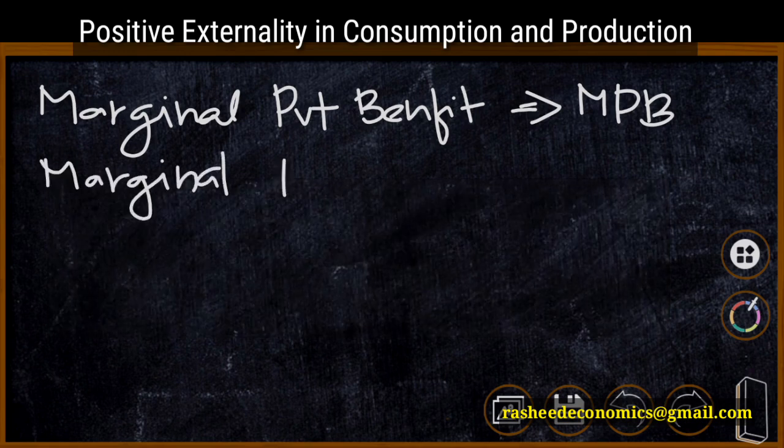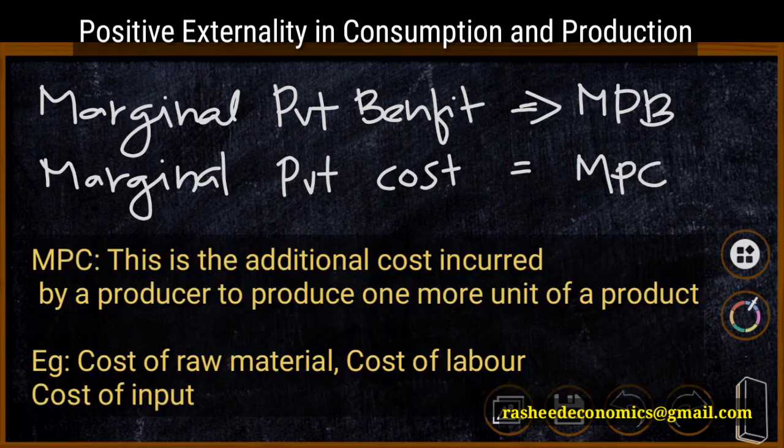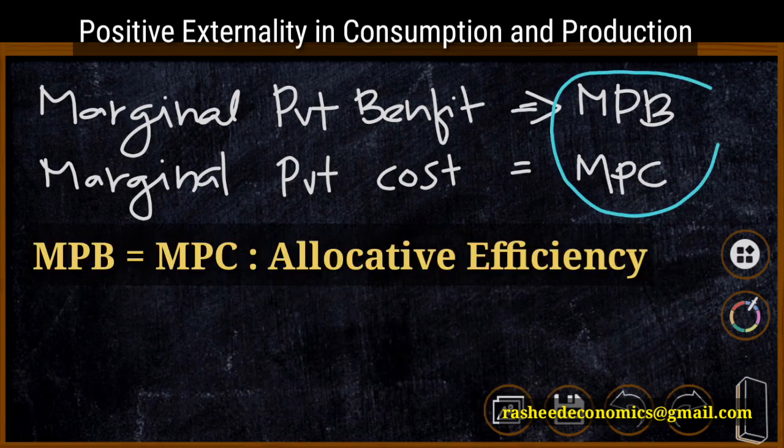Now we have marginal private cost, MPC. This is the additional cost incurred by a producer to produce one more unit of output. This is the cost of raw material, cost of labor, cost of input, etc. incurred by a producer. This is the private cost of the producer. These two will be equalized in the case of allocative efficiency. We are considering only marginal private benefit and marginal private cost in the case of allocative efficiency.